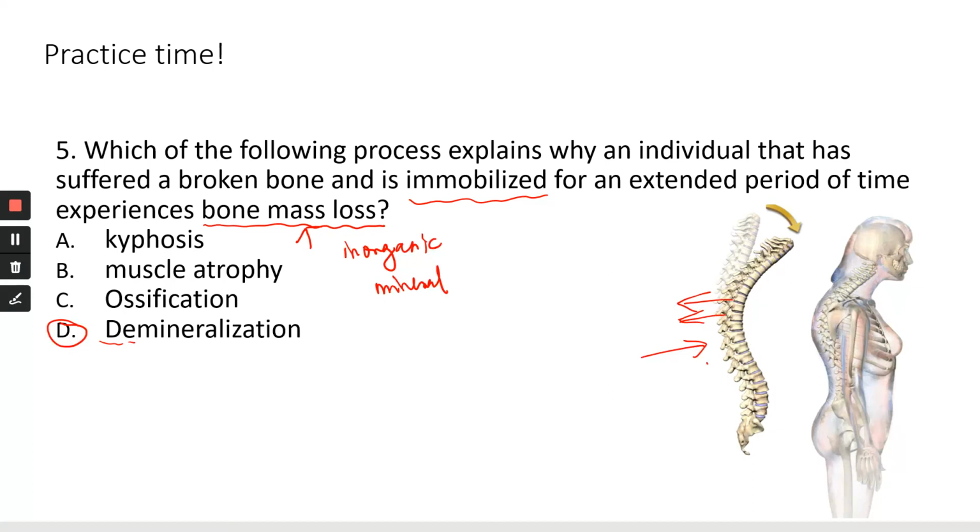Muscle atrophy, so this is about bones, right? It has nothing to do with the muscles. Ossification is almost the opposite of demineralization. So your body is making osseous tissue. So it's not the correct answer.